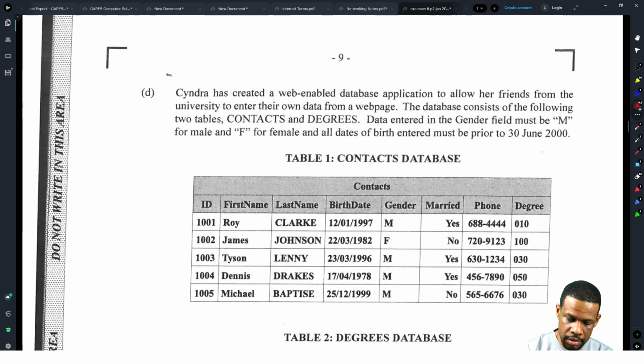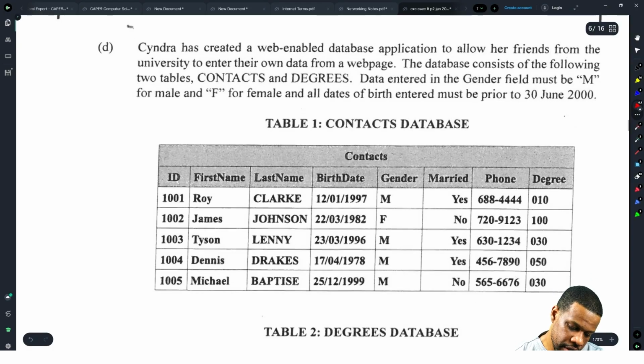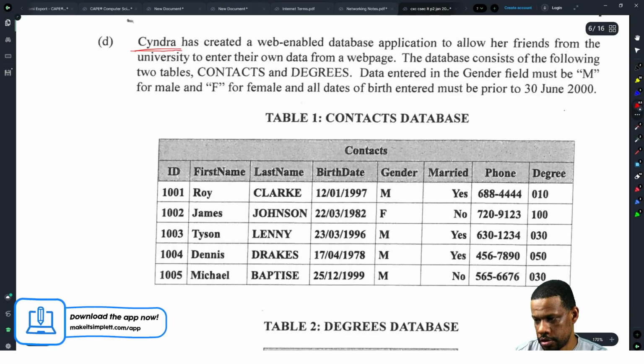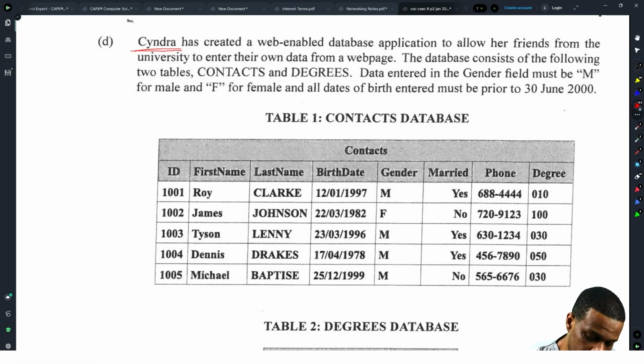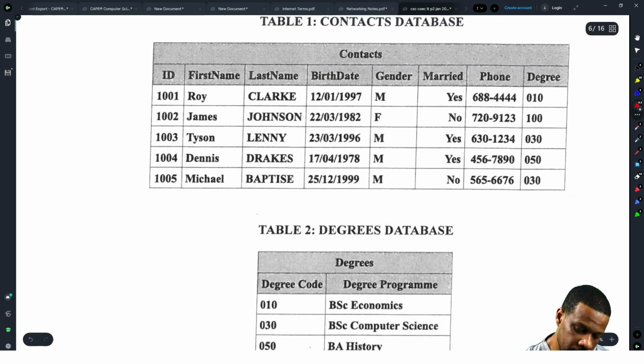So, part D. Alright, so now they have a database question. How is this name pronounced? Syndra? Alright, so Syndra created a web-enabled database application to allow our friends from the university to enter their own data from our webpage. The database consists of the following 2 tables: contacts and degrees. Data entered in the gender field must be M or F. Right. Okay, cool. Thanks. This is the database. We have information about the contacts, and then we have information about the degrees that they could do.